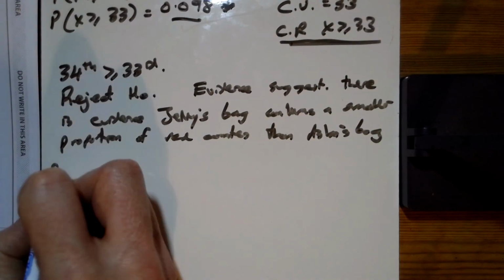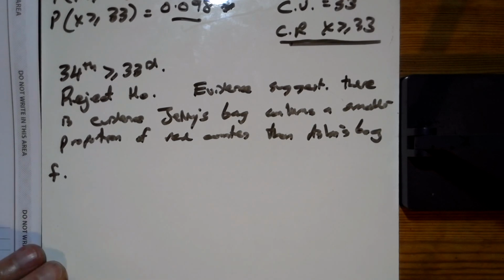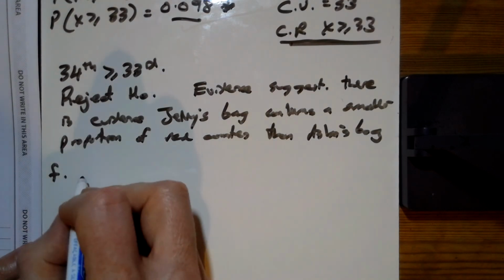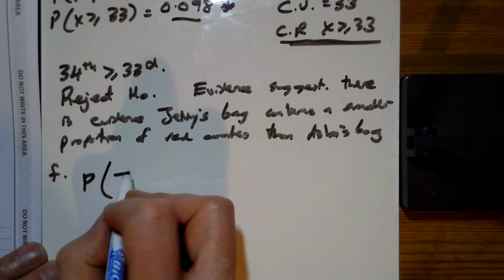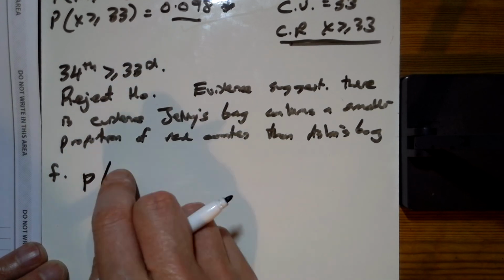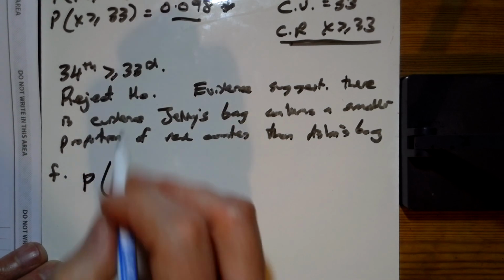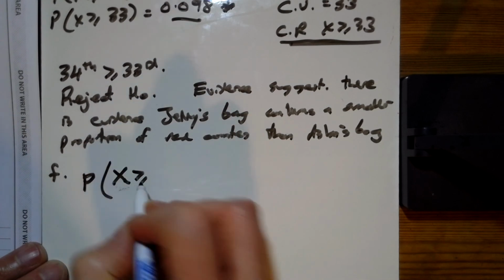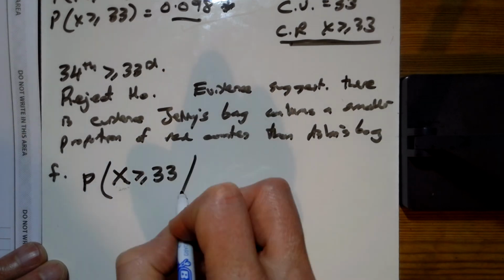Now part F. Jerry's counter was actually 0.111. Find the power of the test. Now the power of the test is the probability of correctly rejecting the null hypothesis. So to reject the null hypothesis, X had to be greater than or equal to 33.